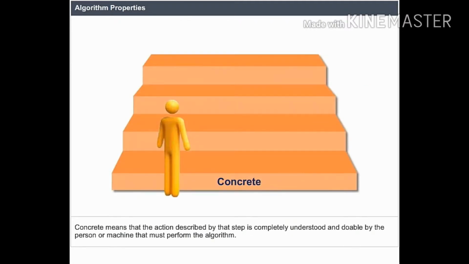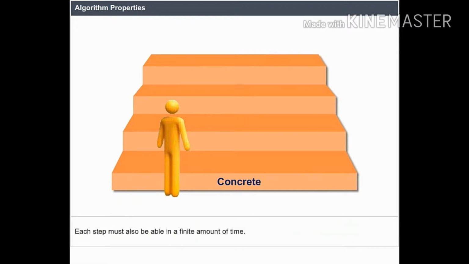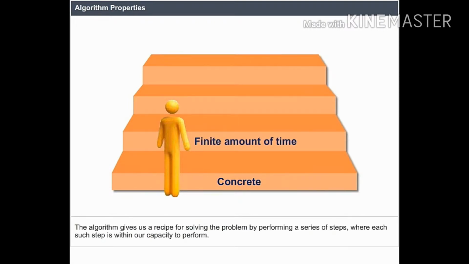Concrete means that the action described by that step is completely understood and doable by the person or machine that must perform the algorithm. Each step must also be doable in a finite amount of time. The algorithm gives us a recipe for solving the problem by performing a series of steps, where each such step is within our capacity to perform.